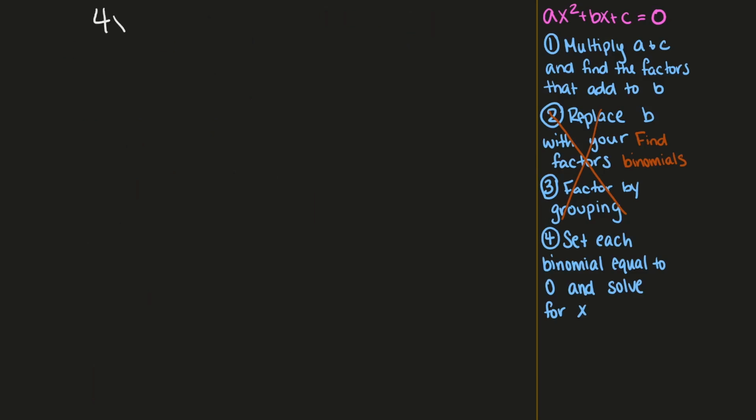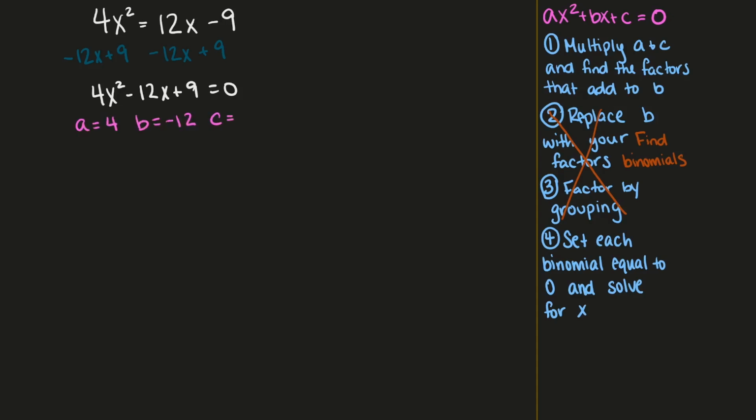Here's our third example. 4x squared equals 12x minus 9. Again, we want to make sure all of our terms are on one side and our zeros on the other side. So we're going to subtract 12x from both sides and add 9. So we get 4x squared minus 12x plus 9 equals 0. And now this is in our ax squared plus bx plus c equals 0 format. This means our a is 4. Our b is negative 12, and our c is 9.